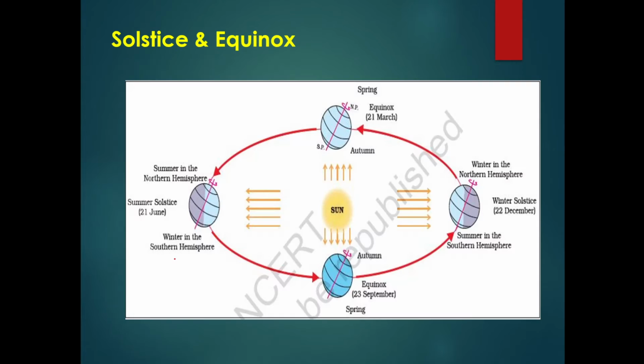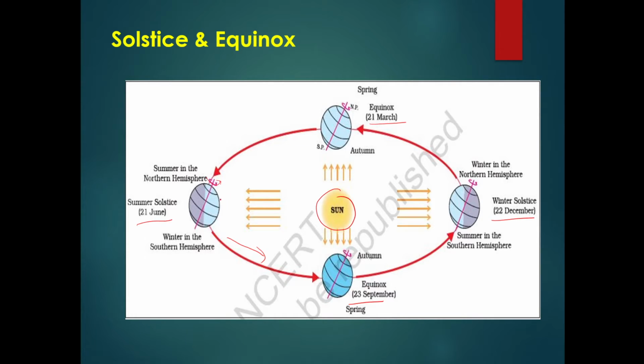Okay, now solstice and equinox. So this is a very important slide which we will learn. You can see it here. For the sake of convenience we have put the sun in the center, although it is not in the center, and this is the position of the earth at different times of the year. Okay, so this is 21st June, this is 23rd September, this is 22nd December, and this is 21st March. So the earth is rotating on this and revolving like this.